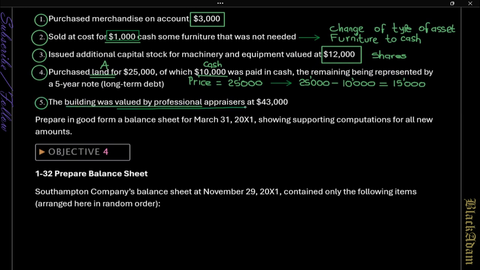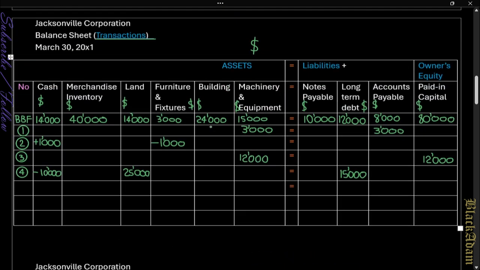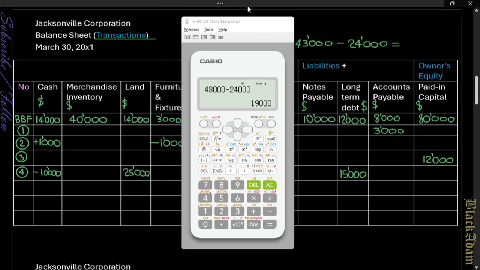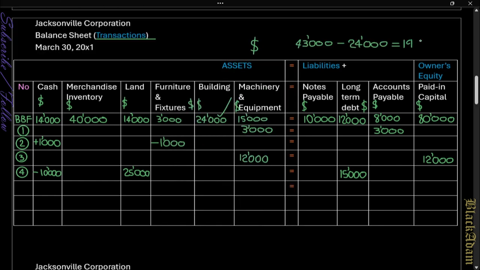And the last transaction, transaction 5: the building was valued by professional appraisers at 43,000. So 43,000 is what it was valued. And then we know that our recorded value was 24,000. So 24,000 was what we recorded. So 43 minus 24 gives us 19,000. That means we have 19,000 appreciation on the building.